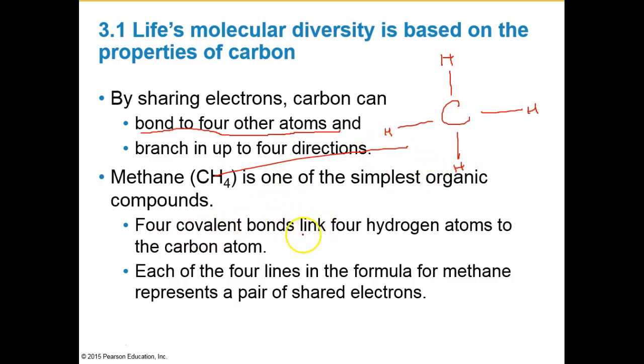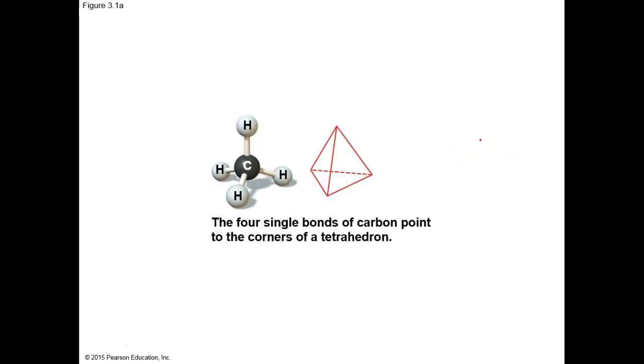But 4 covalent bonds, and remember those are sharing bonds, will link the 4 hydrogen atoms to the carbon, and each of the 4 lines in the formula for methane represents a pair of shared electrons. So you can say 1, 2, 3, 4, 5, 6, 7, 8. Carbon now has 8, it's happy, it's stable.